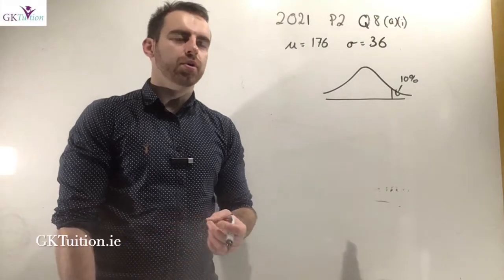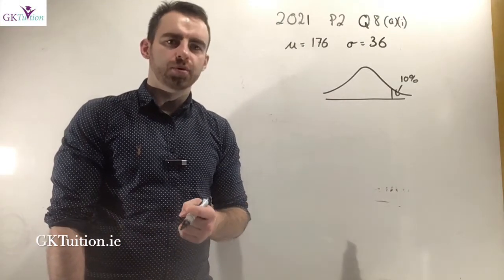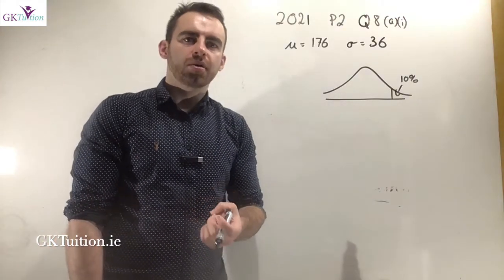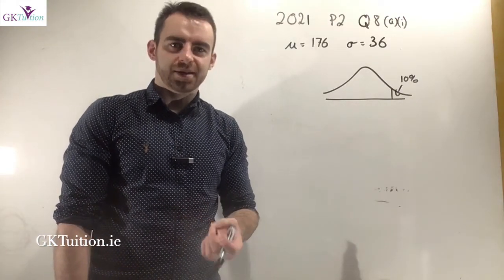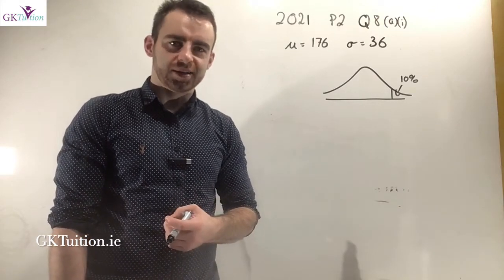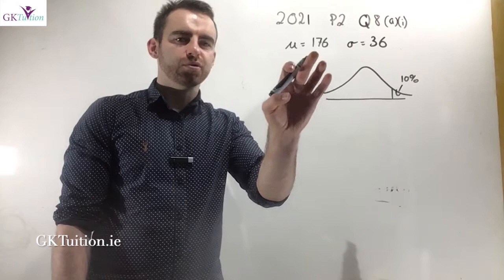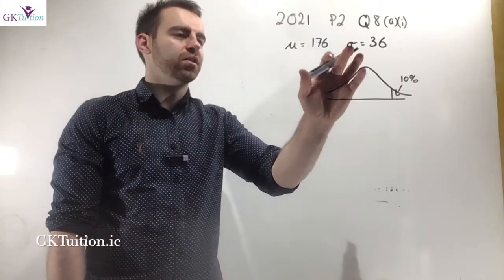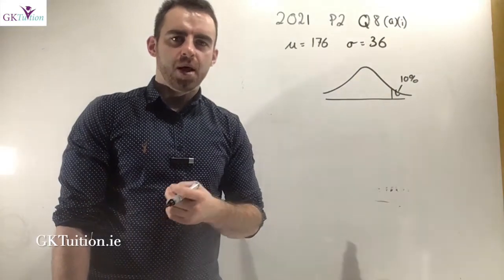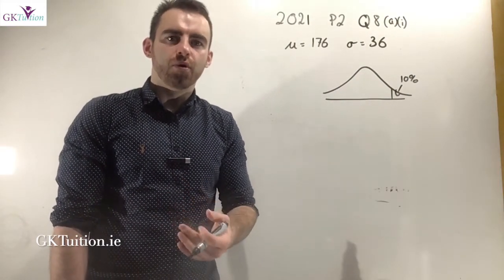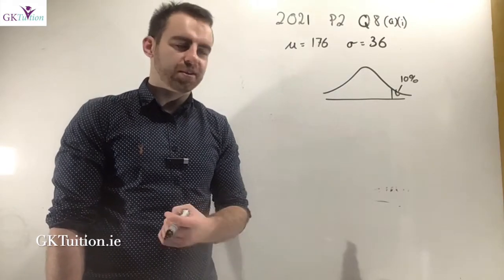In this video, we're going to look at 2021 Paper 2, Question 8. In the first part of this question, we're told that all the first years in a school did a maths exam. The average mark was 176, so that's our mu. The standard deviation is 36, so that's our sigma. And the top 10% of students go forward to a county maths competition.